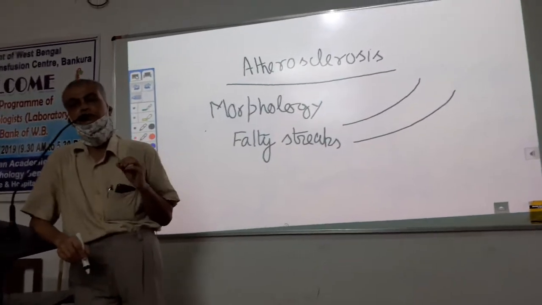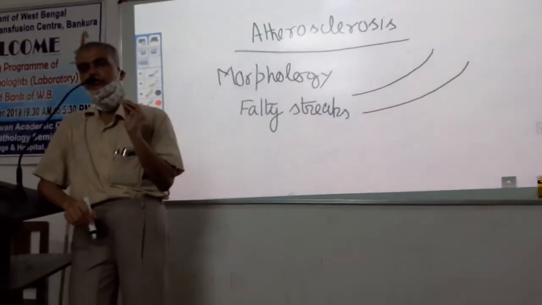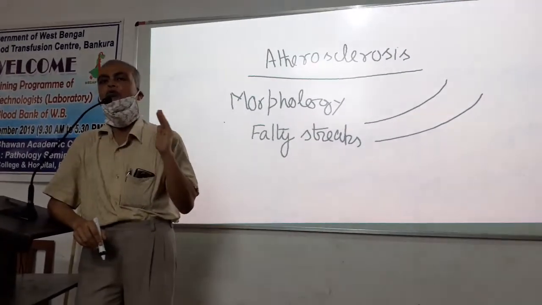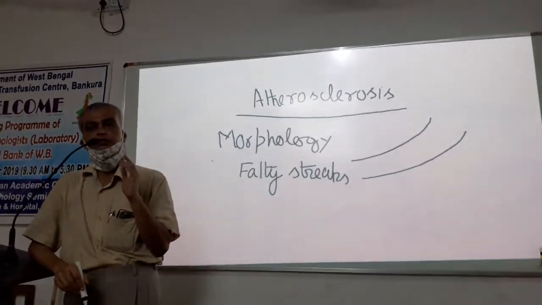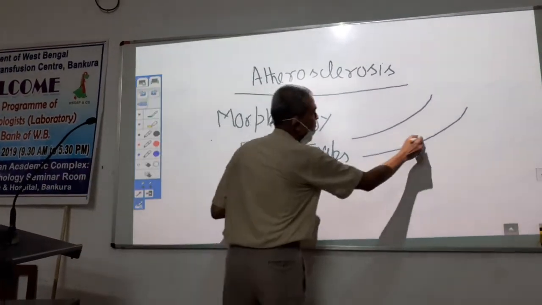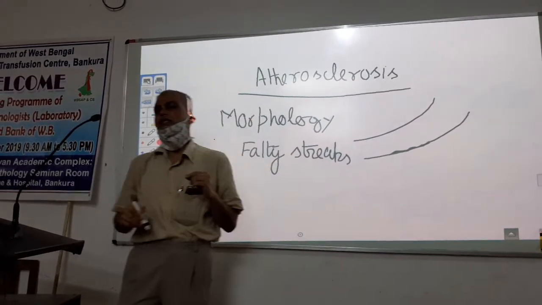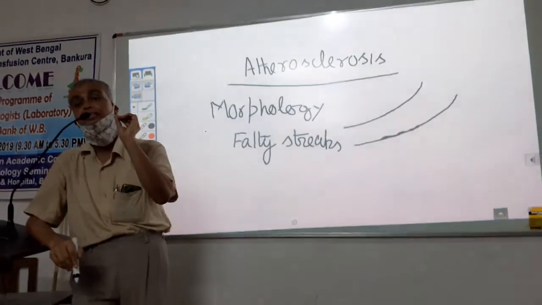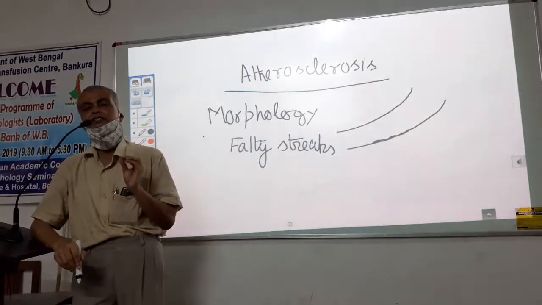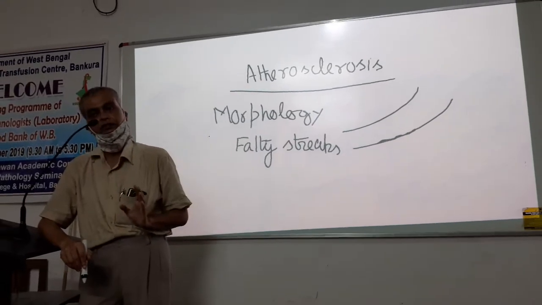The earliest lesions are nothing but minute dots. The dots will be present just below the intimal layer, but there will be no elevation. And these dots will join together to form a yellow line. So just a yellow line will be formed within the vessel wall, and this is known as fatty streaks. These fatty streaks are composed of only macrophages containing lipids.